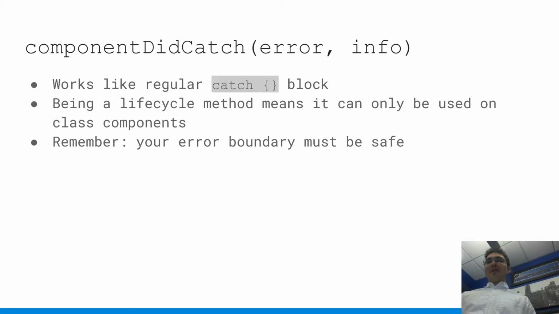If an error boundary fails trying to render the error message, the error will propagate to the next closest error boundary above it. This is very similar to how a regular catch works in JavaScript. So I want to show you a live demo here.